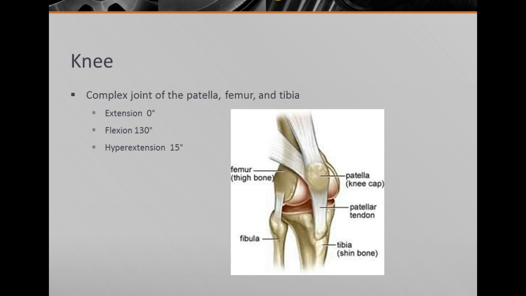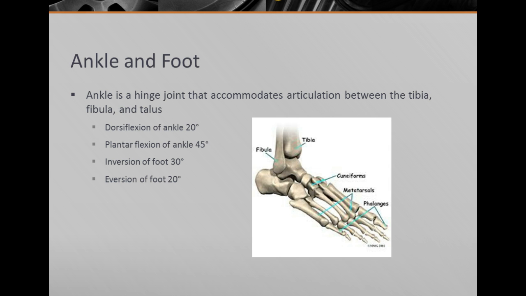The knee is a complex joint of the patella, femur, and tibia. It can extend, flex, and hyperextend. The ankle is a hinge joint that accommodates articulation between the tibia, fibula, and talus. Plantar flexion of the foot is the foot moving down. Dorsiflexion is the foot moving up, so the foot would flex up towards the patient's nose.